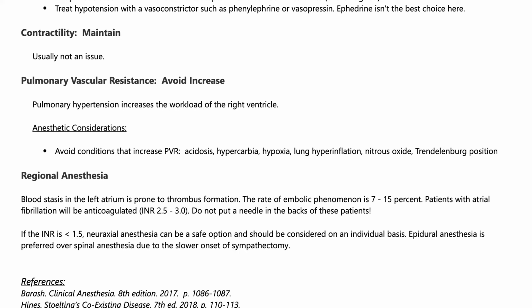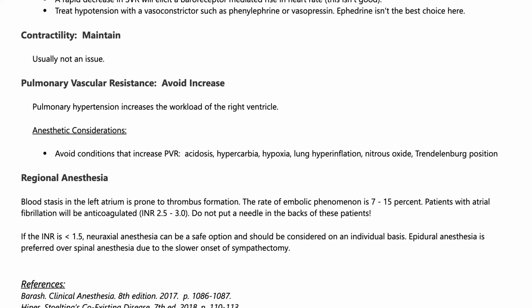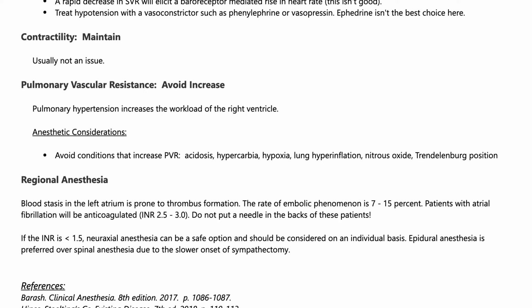If the INR is less than 1.5, neuraxial anesthesia can be a safe option and should be considered on an individual basis. Epidural anesthesia is preferred over spinal anesthesia due to the slower onset of sympathectomy.